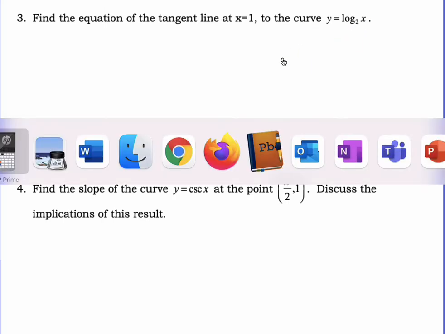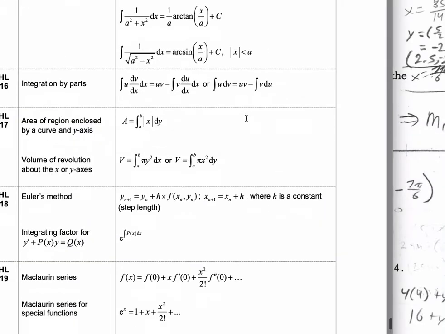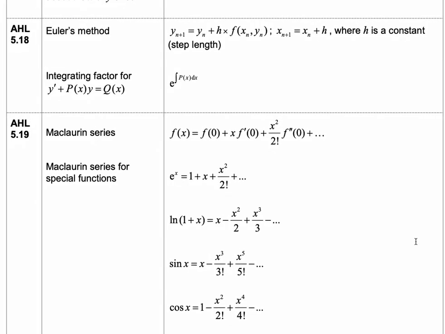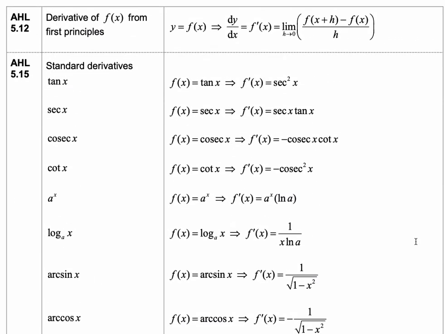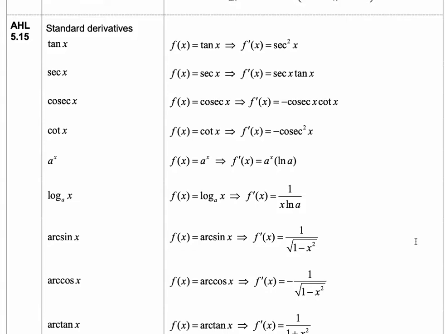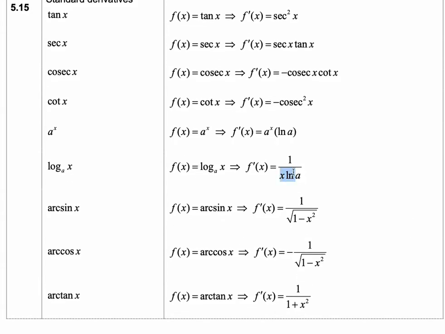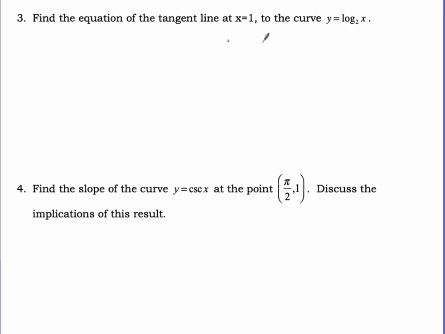Let's just take a look at the formula booklet for a second. Okay, so in the formula booklet, let's take a look at the calculus section. This is the IB formula booklet. So we have a formula here for it, and we can easily see the formula if you just rewrite this in terms of ln using the change of base formula. But it's 1 over x ln a, where a is the base, right? So the derivative is going to be 1 over x ln 2.